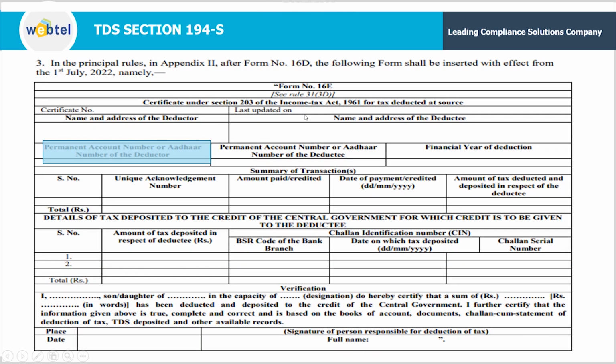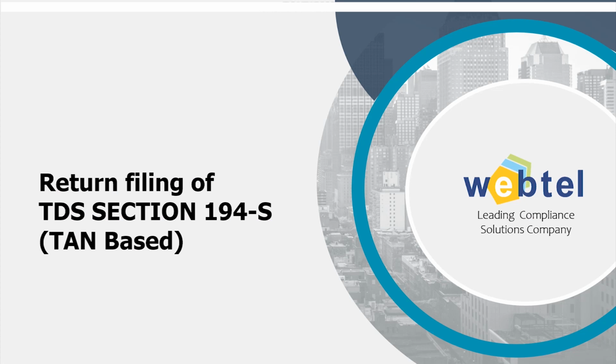Further, instead of Form 16A for the TDS certificate issued to persons other than employees, a new Form 16E is to be issued by the department for Section 194S. The due date of issuing the certificate is within 15 days from the due date of furnishing the challan-cum-statement in Form 26QE. I hope by now you have understood Section 194S. Further, PAN-based return Form 26QE and Form 16E will be available shortly from the department.